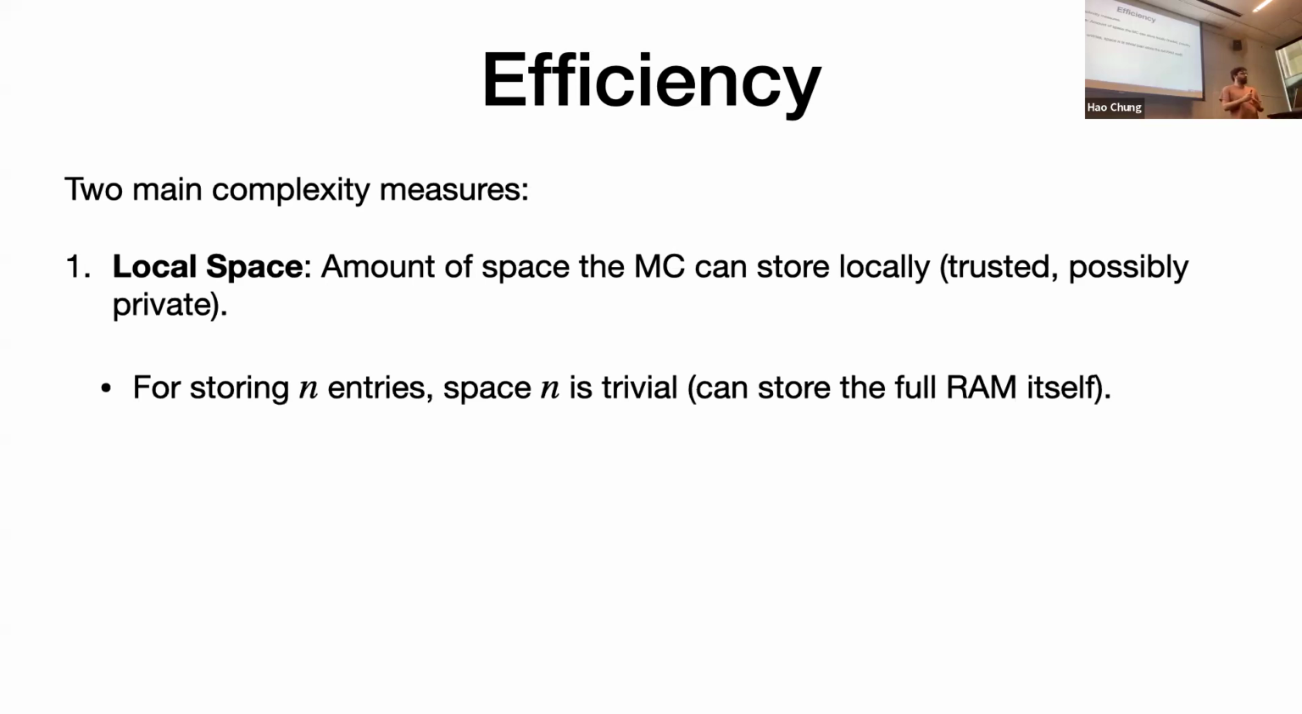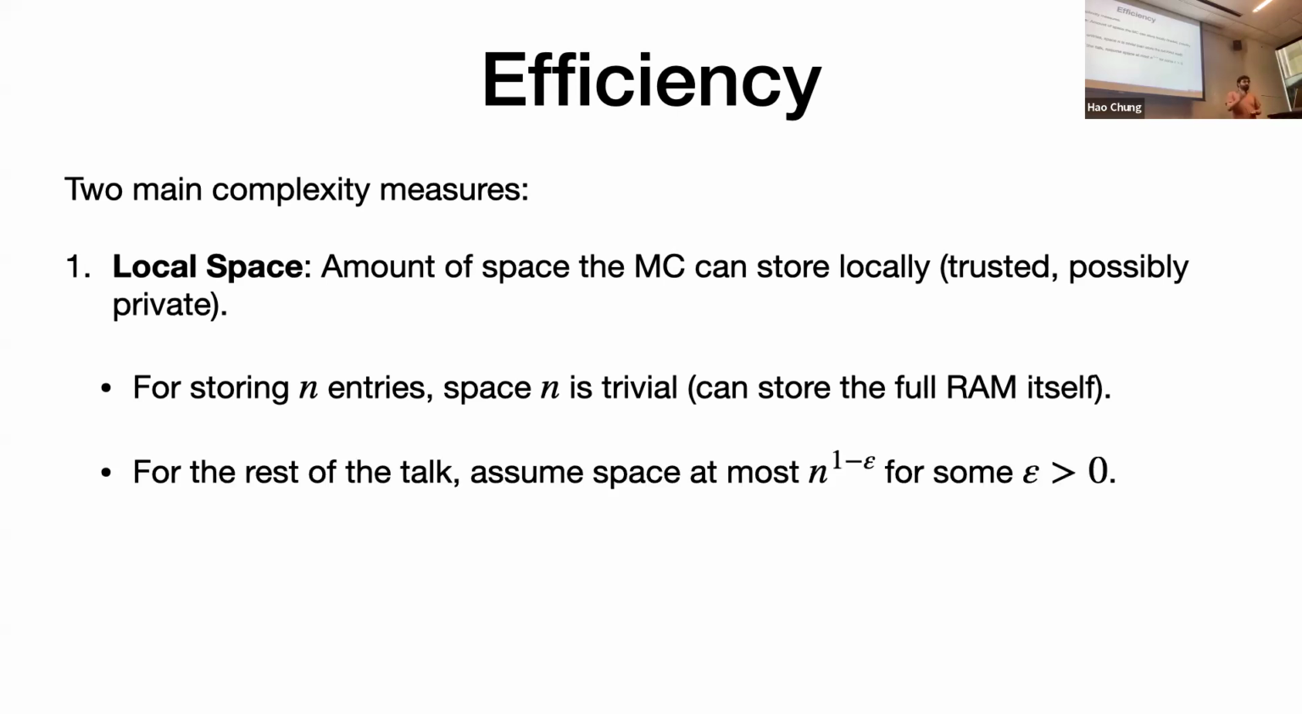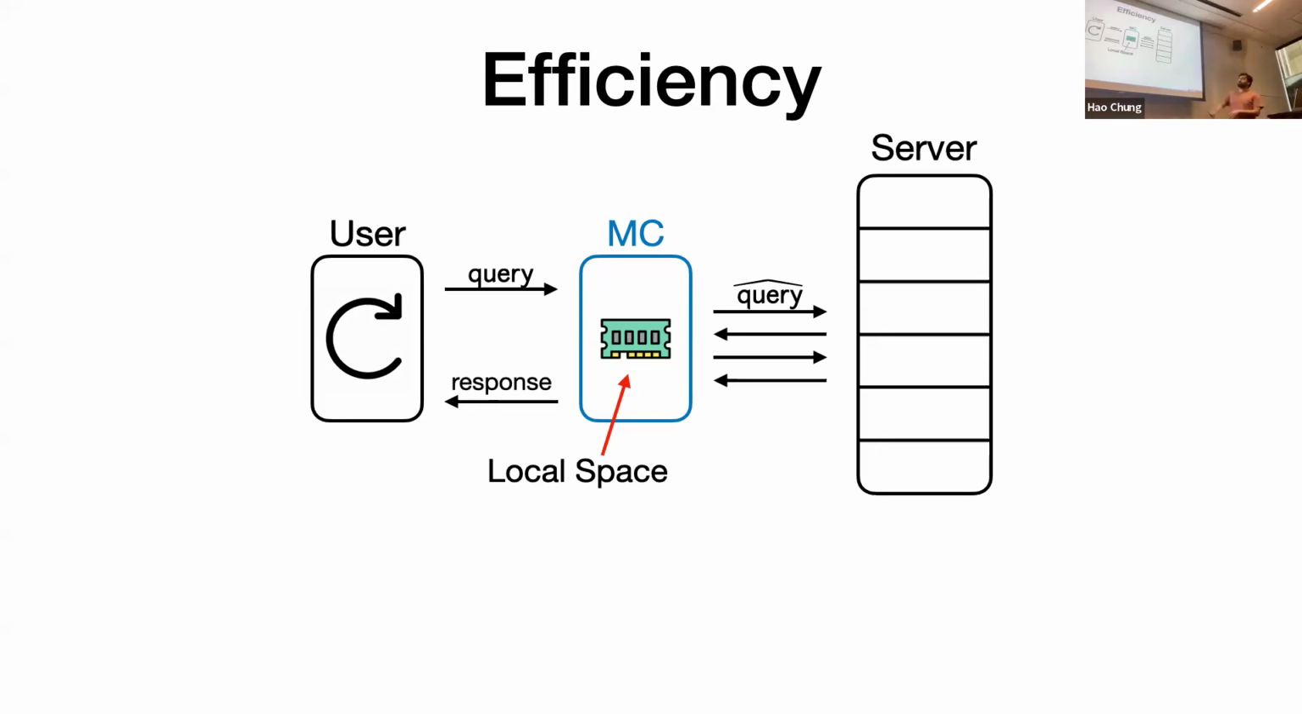As a quick warm-up, if your RAM stores n entries logically, then a local space n solution is trivial. Because if you're trusting the whole RAM, you could just store the whole RAM yourself. There's nothing really interesting going on. And so for the rest of the talk, I'm going to assume the space bound is at most n to the 1 minus epsilon for some epsilon. I might denote this local space by this RAM looking picture here within the memory checker.